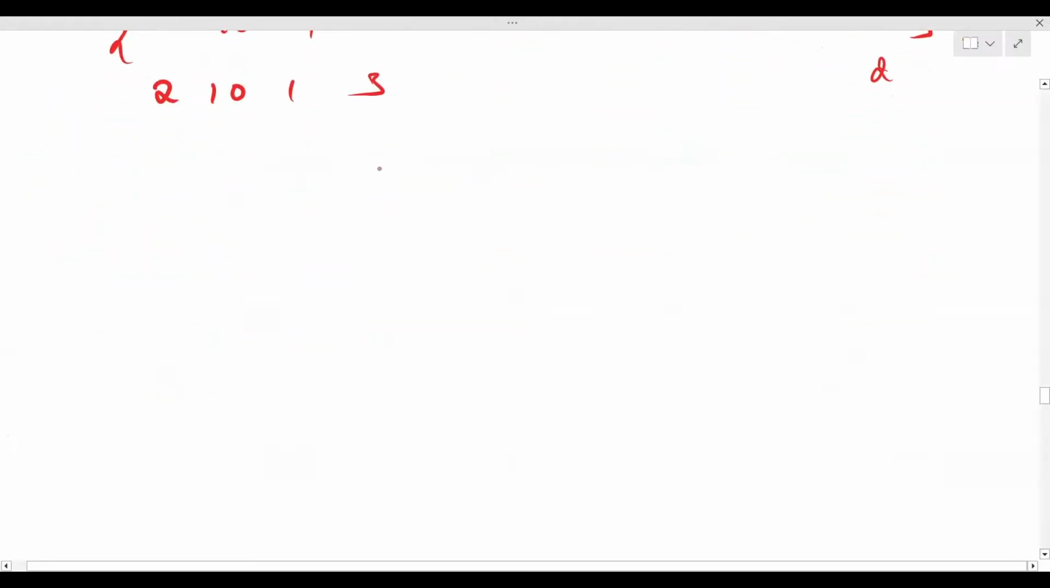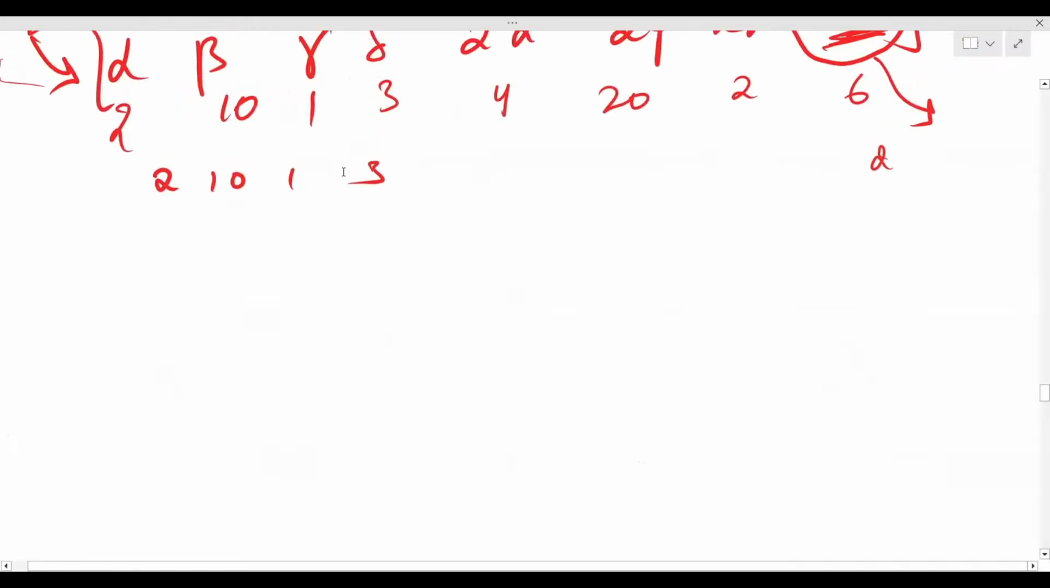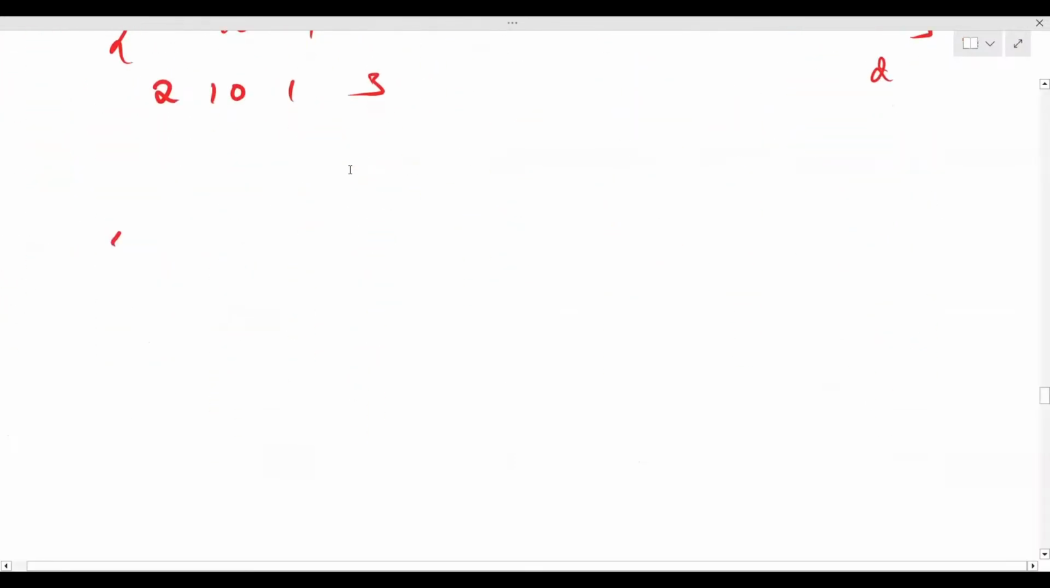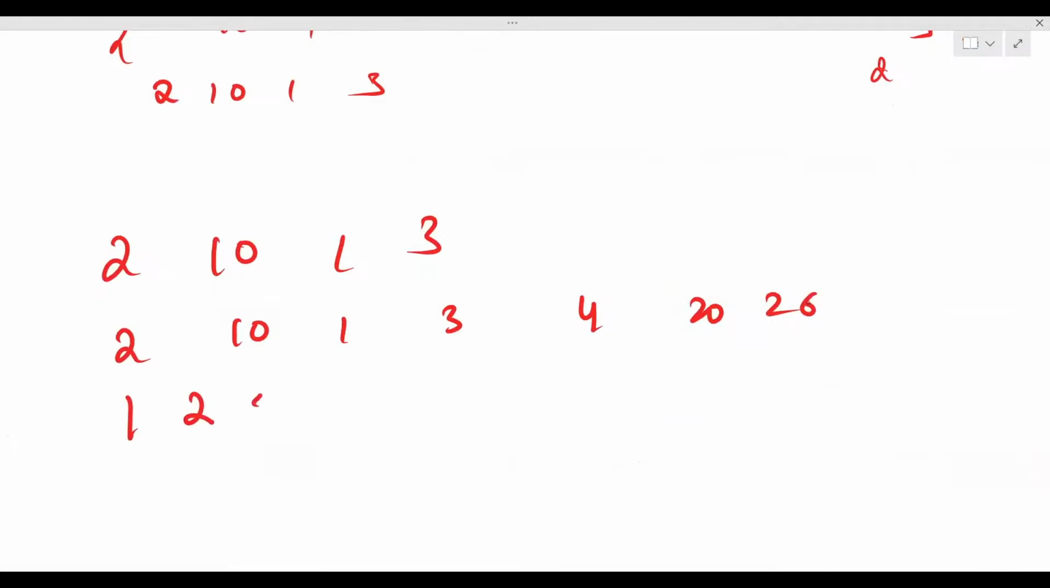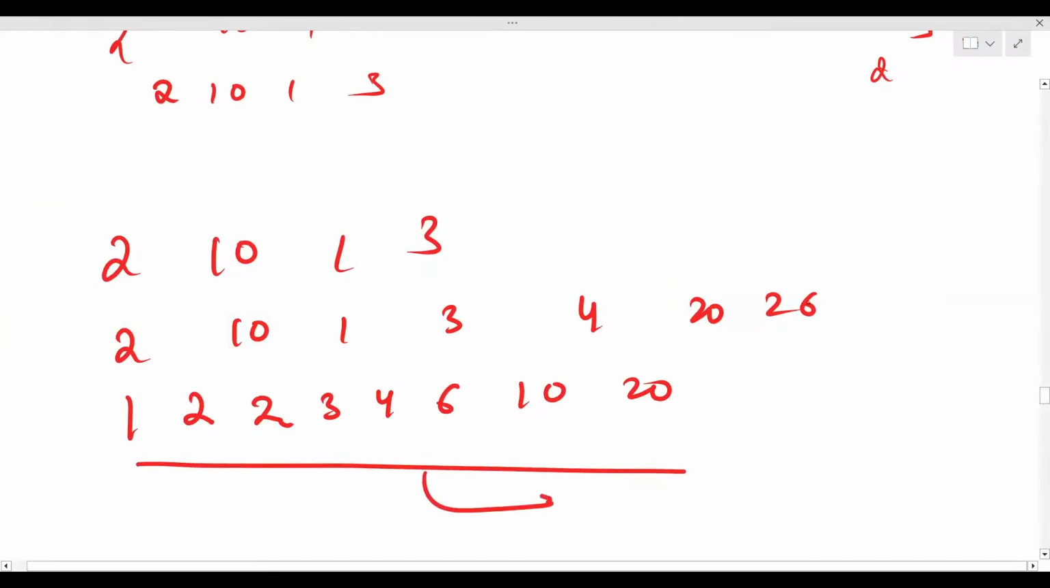See, instead of going from biggest to smallest, we can go from smallest to biggest also. Let's take this case: I have 2, 10, 1, 3. My doubled array will be 2, 10, 1, 3, 4, 20, 2, 6. Then I reshuffle this, and maybe I get 1, 2, 2, 3, 4, 6, 10, and 20. What I'll do is store each of these elements in a multiset.